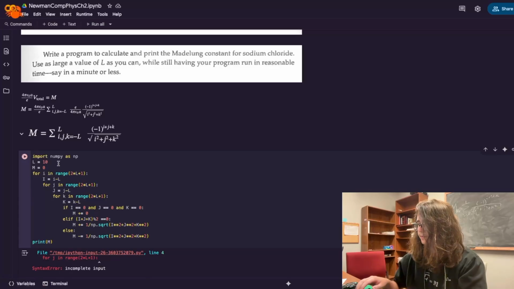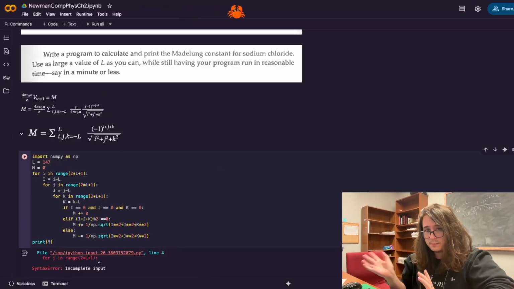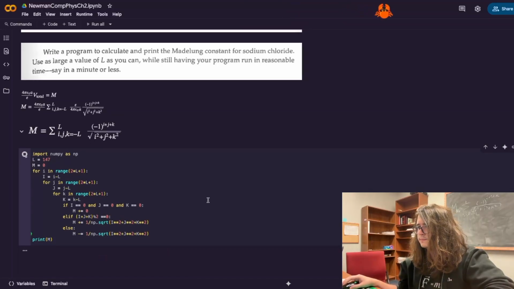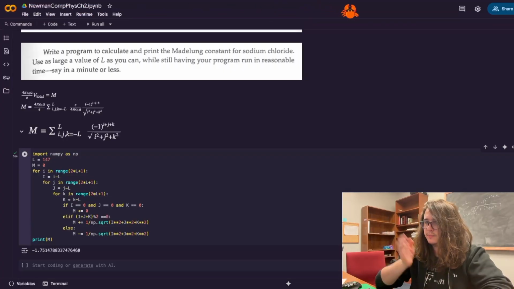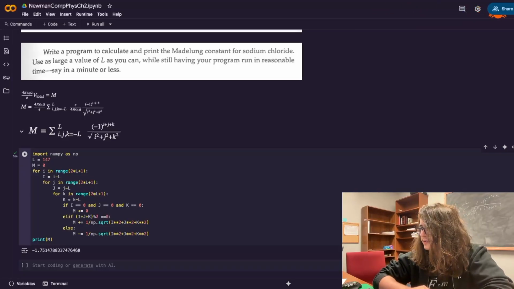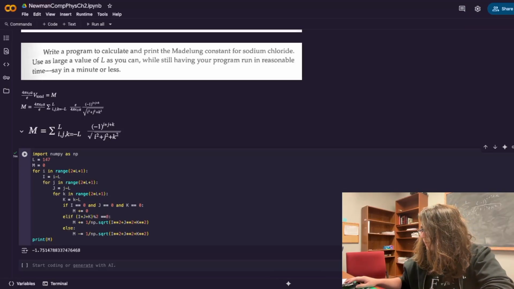I'll say that on my computer, the closest I got to having it run in an entire minute was with L equals 147. Might be different for you, but I'm going to give this a go. And it gets us minus 1.75, which matches the value that I found on Wikipedia for this. So I think our code worked just fine, and that ran in 56.476 seconds. Fun stuff.